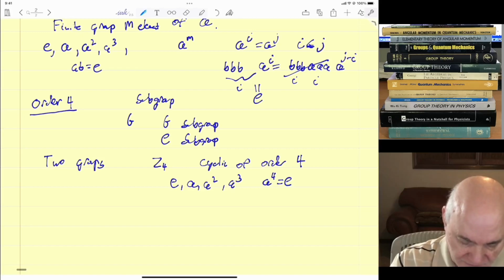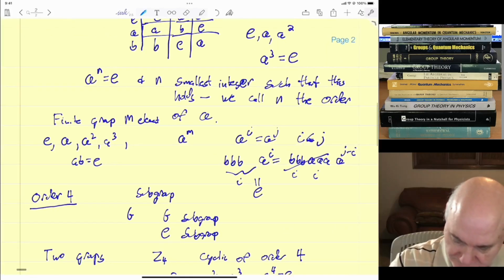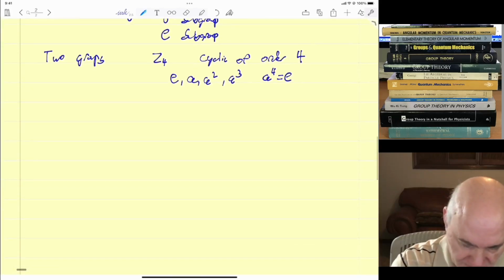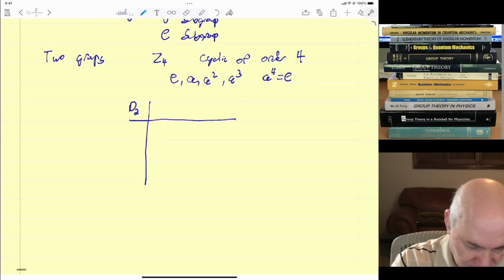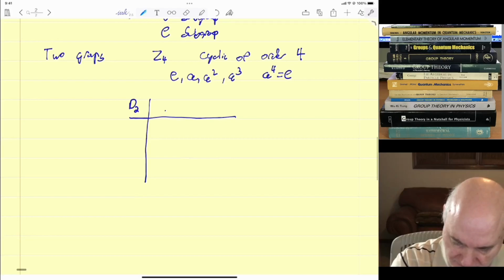So this is a cyclic group, but there's another group of order 4, which is actually called the dihedral group, the second of order 2. Anyway, let me put the elements, E, A, B, C, I'm just going to fill it in.